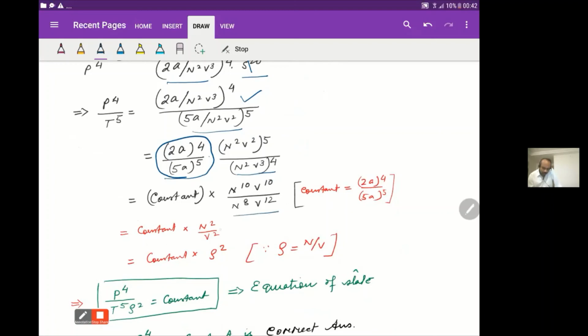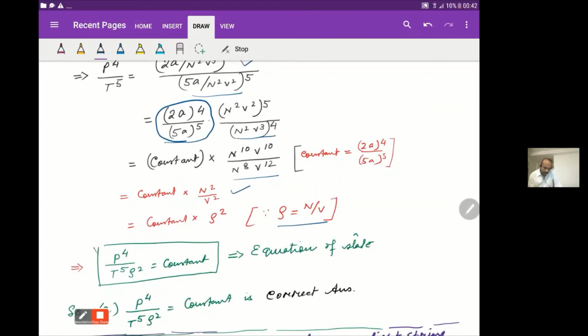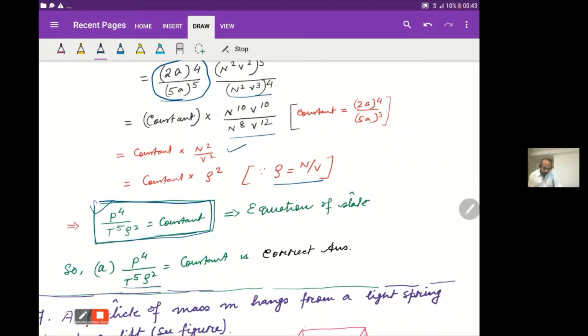That is equal to constant times N square by V square. That is equal to constant times rho square, because rho is equal to N by V. Therefore, we can write P to the power 4 by T to the power 5 times rho square equal to constant. And this is our equation of state. And option A is also this one, P to the power 4 by T to the power 5 rho square equal to constant. Hence, option A is the correct answer.